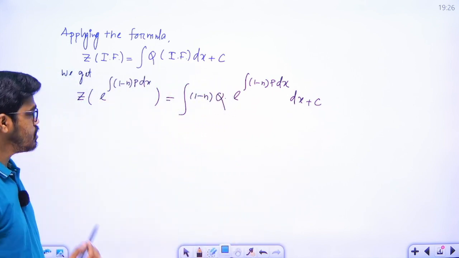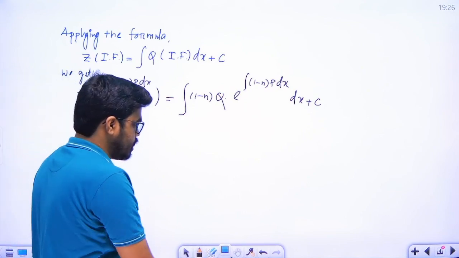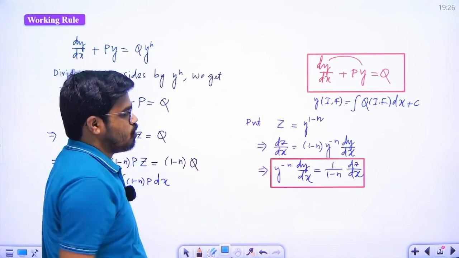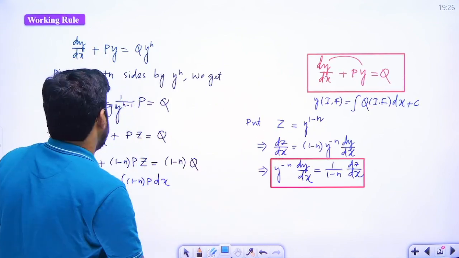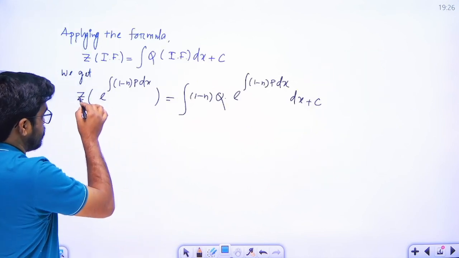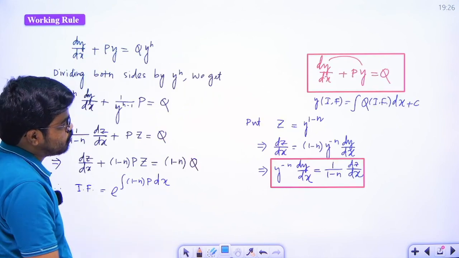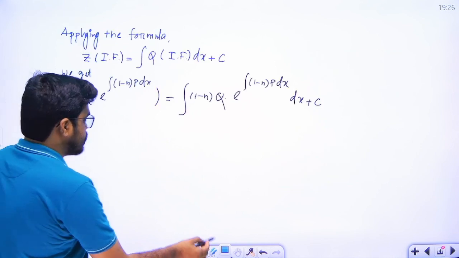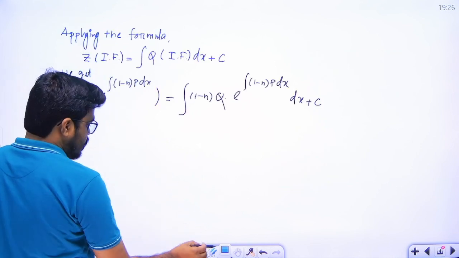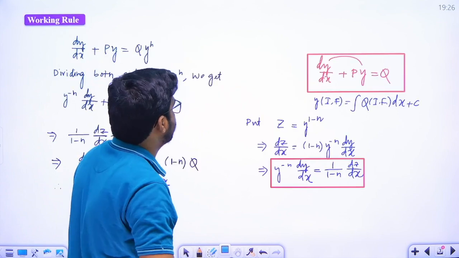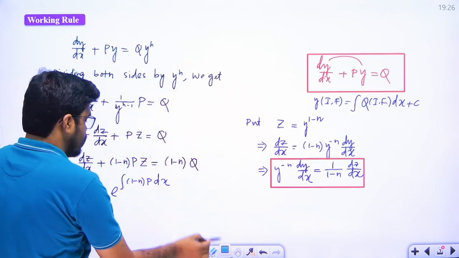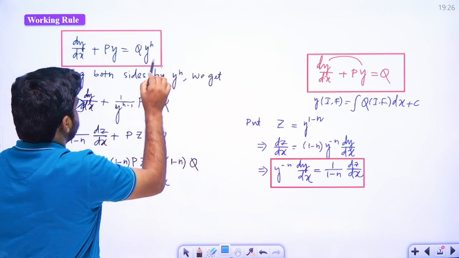Now just put what is z. Z is y to the power 1 minus n. Just put z equal to y to the power 1 minus n, and you get the solution. So this is the solution of the given differential equation.